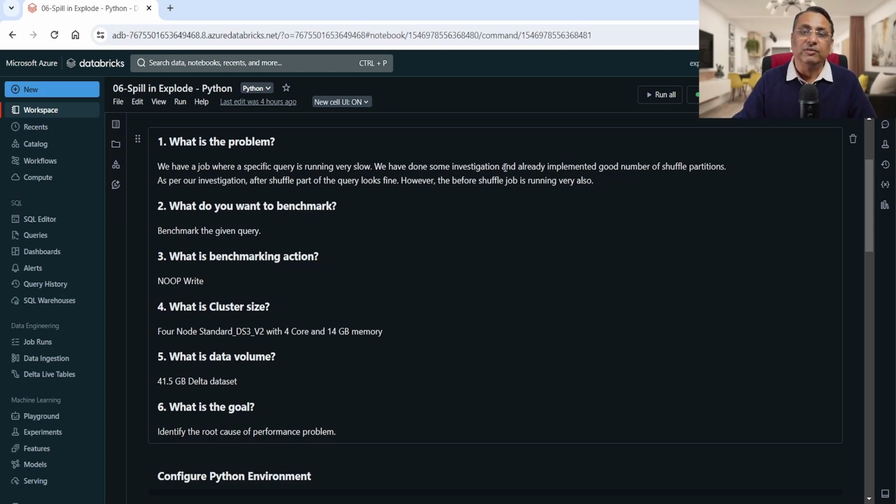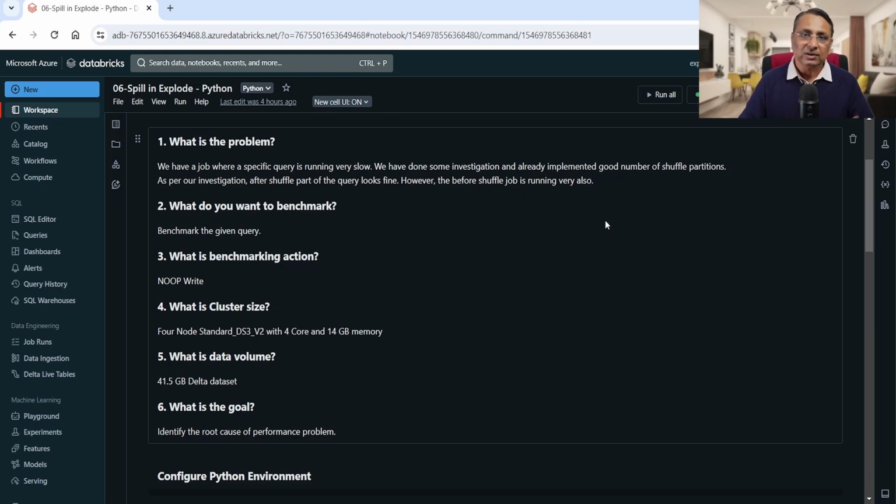We have done some investigation and already implemented a good number of shuffle partitions. So that tuning they have done. They have done some estimation on the data volume or the shuffle volume and accordingly set the shuffle partitions. As per our investigation, after shuffle part of the query looks fine, right? However, the before shuffle query is running very slow.